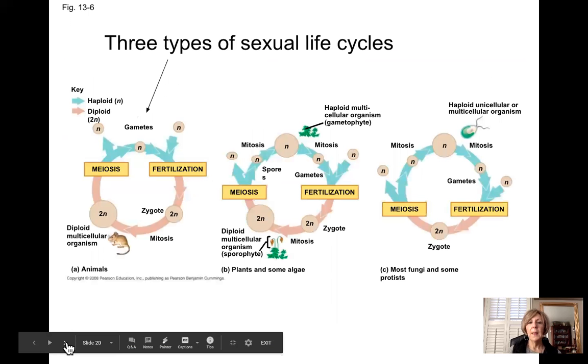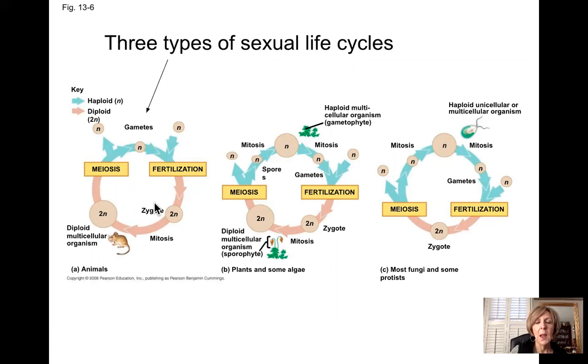So let's look right here now, okay? Most of the life cycle of most animals, the great majority, is mitosis. Do you see that? And in this diagram here, we see that's in pink, right? So everywhere there is pink, you're going to have mitosis.